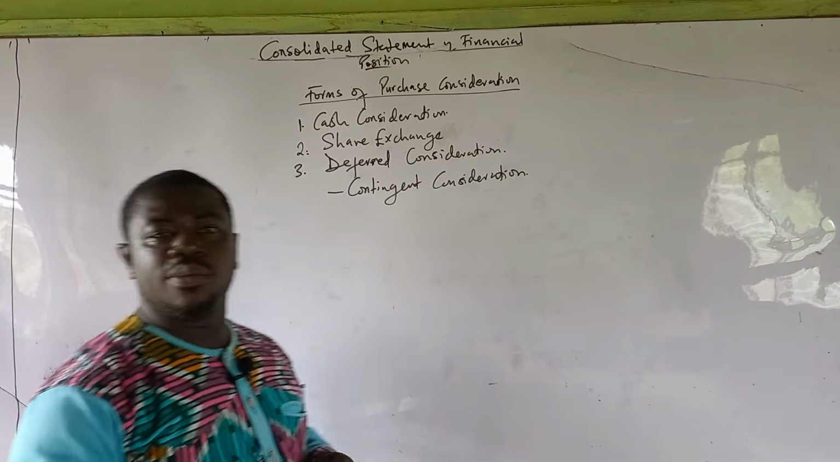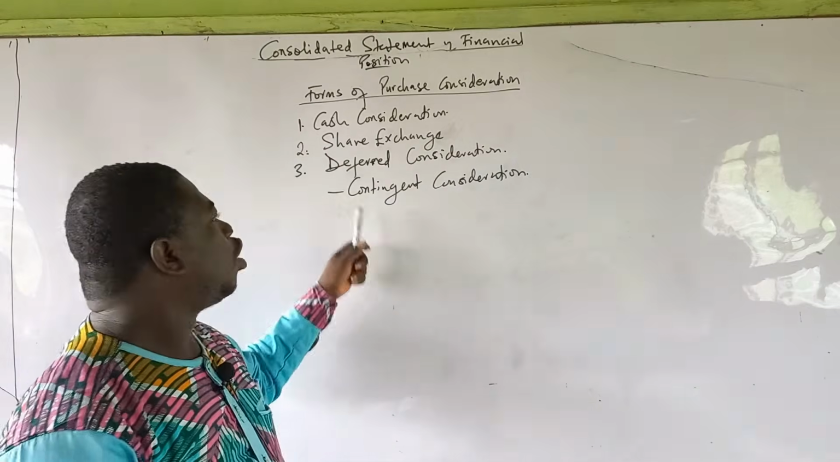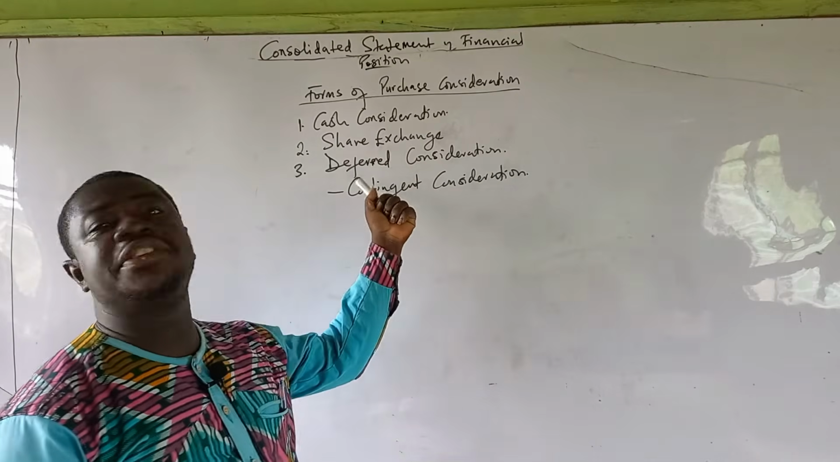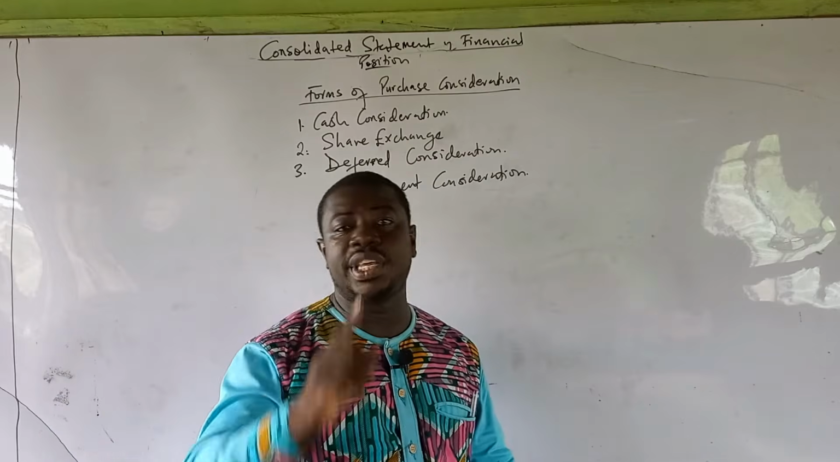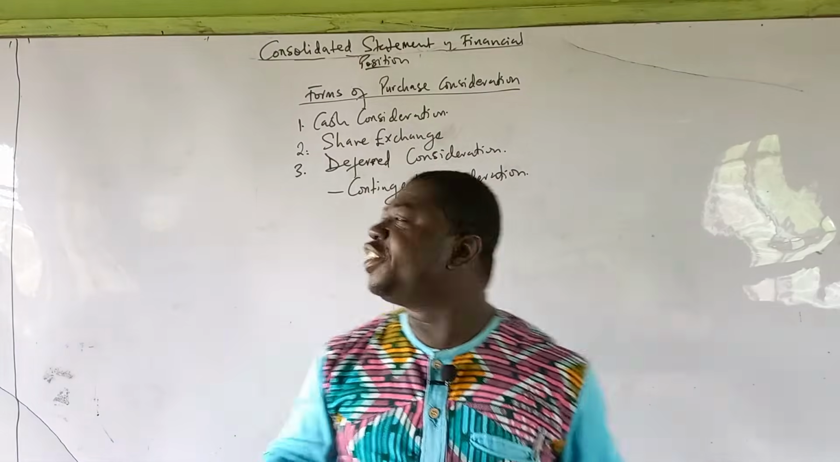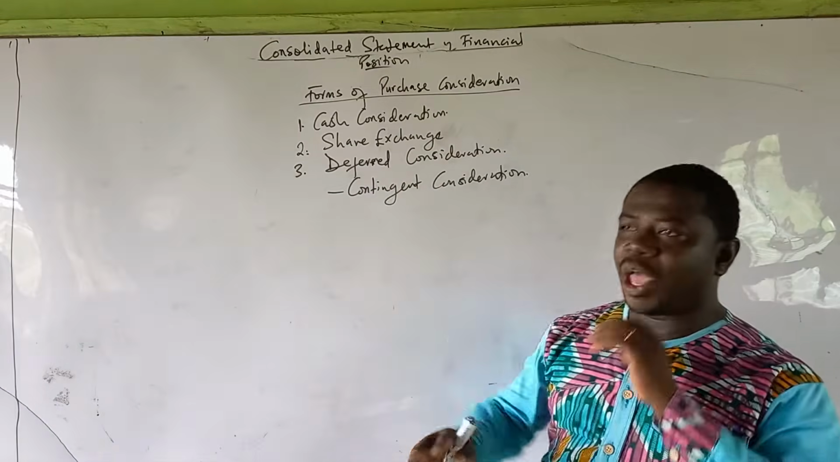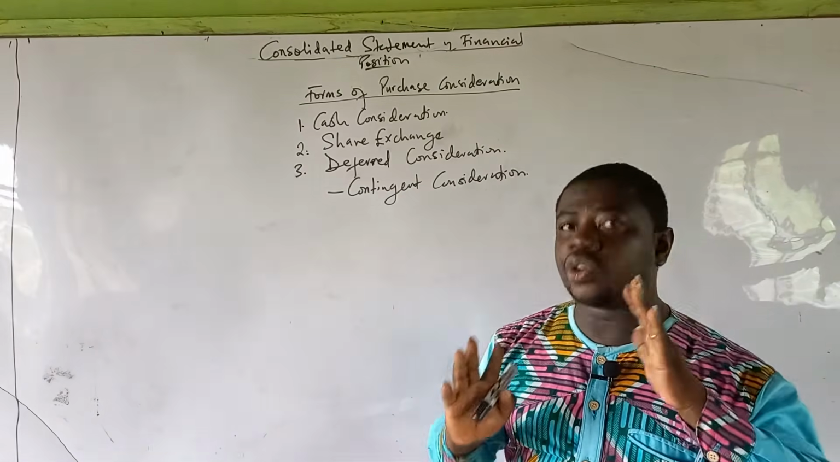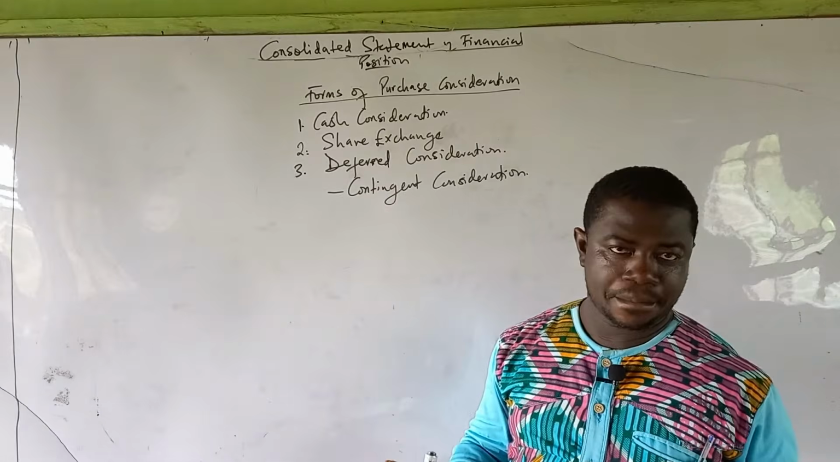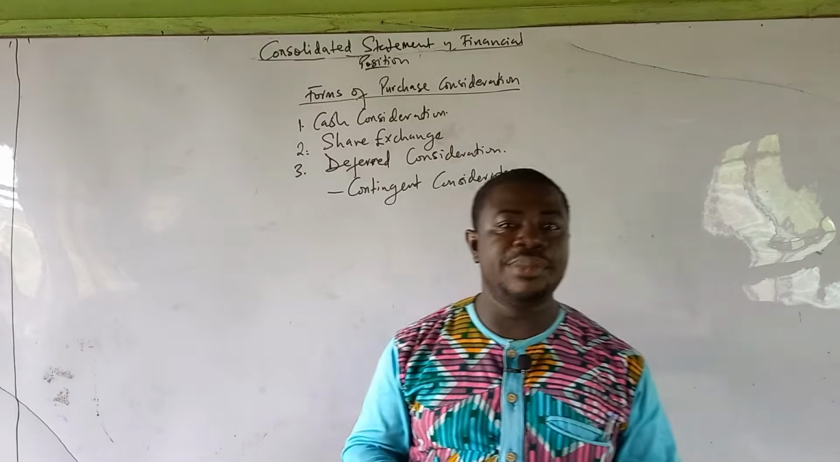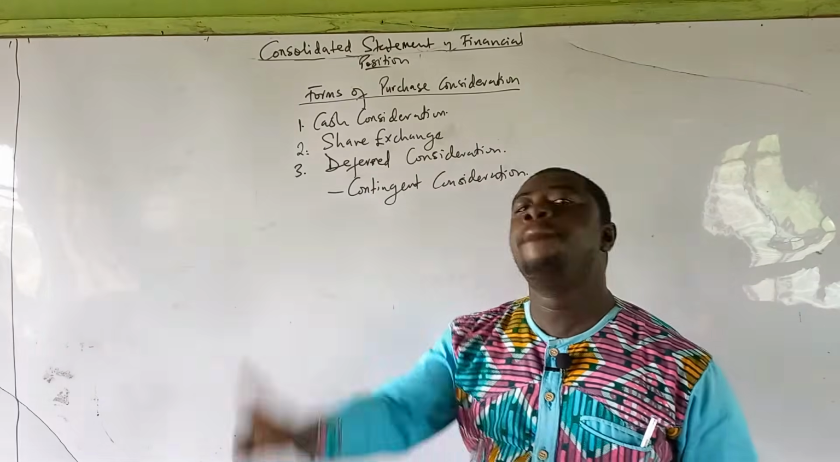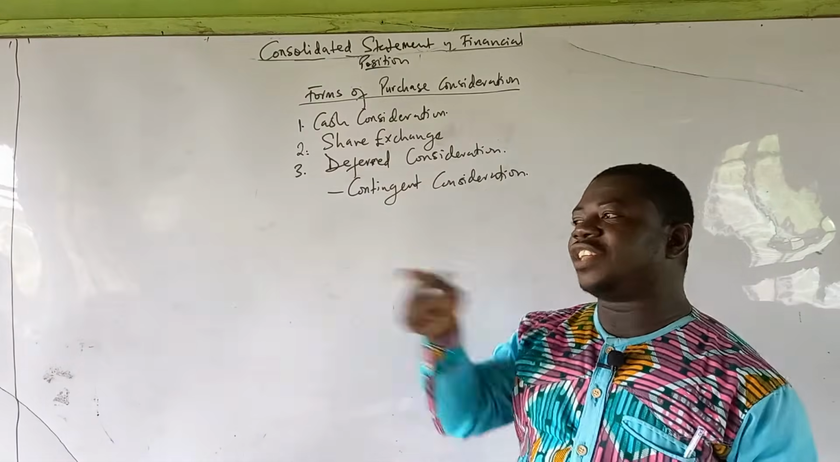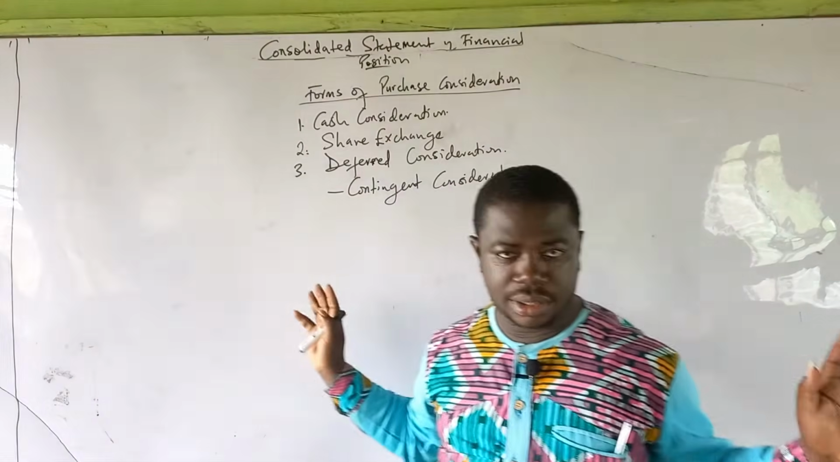Contingent consideration. What is contingent consideration? Contingent consideration is also a deferred consideration which comes with a condition. Now, deferred consideration is, I'll pay you this amount maybe in 2 years' time. Whether I like it or not, when it's 2 years' time, I must pay. Contingent consideration means that I'll pay you that amount based on a condition. So if that condition doesn't happen, I won't pay.